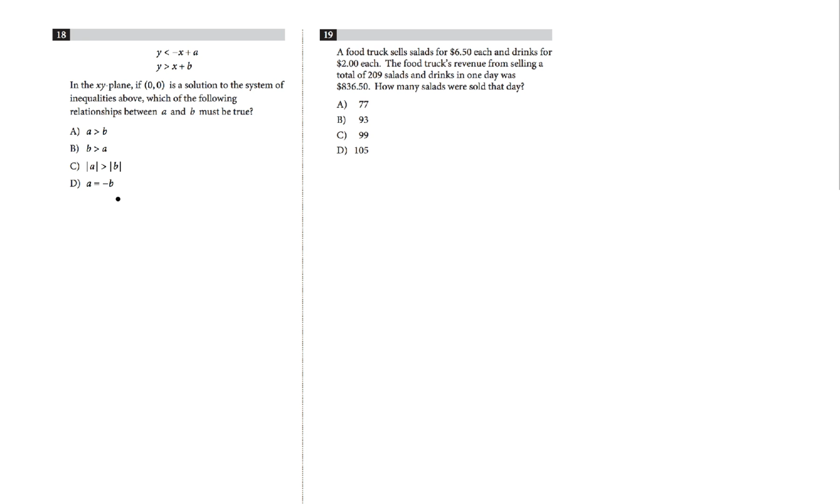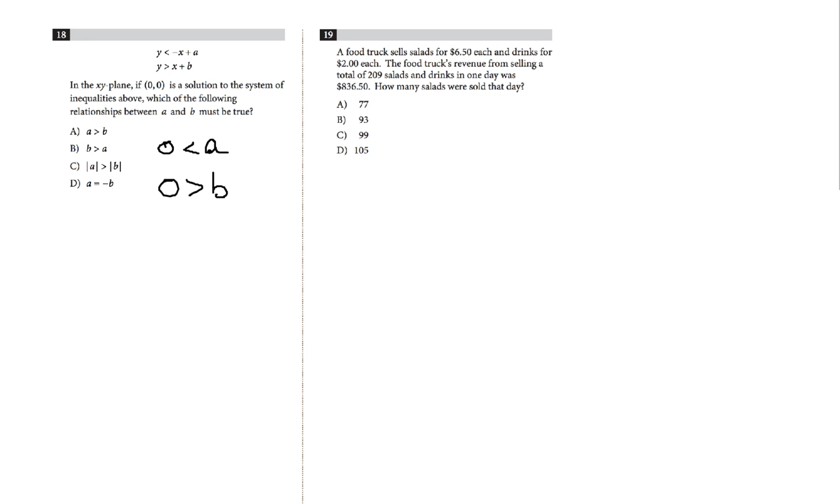One. All right, there's only 2 on this page. In the xy plane, if 0, 0 is a solution to the system of inequalities above, which of the following relationships between A and B must be true? So I'm going to put 0, 0 in for x and y. I'm going to say 0 is less than A, because if x is 0, we just have A left. And 0 is greater than B.